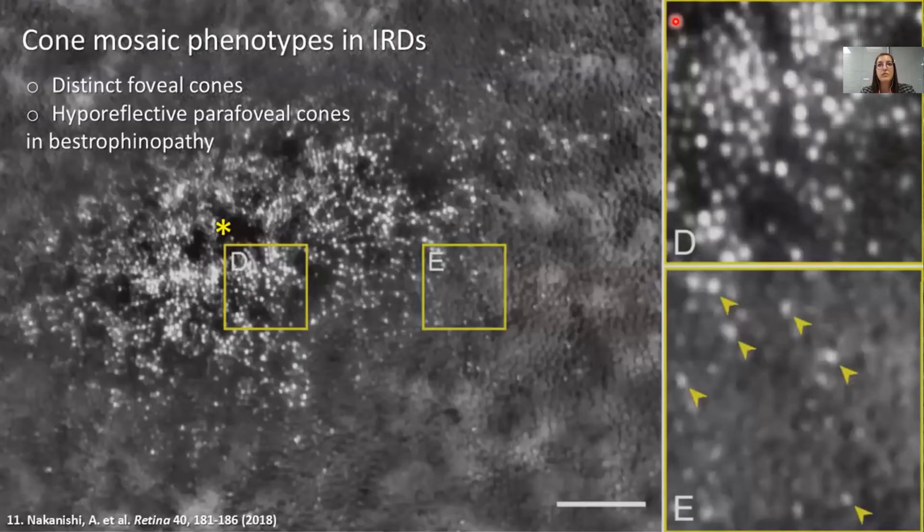Now in this bestrophinopathic case, we also see distinct cones in the fovea, but compared with the previous case, in the parafoveal areas, the cones are still there, at least some of them, and they are hyporeflective.